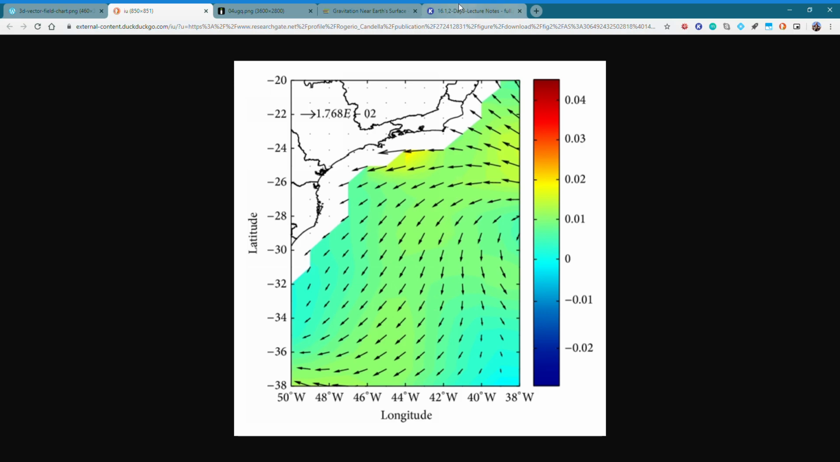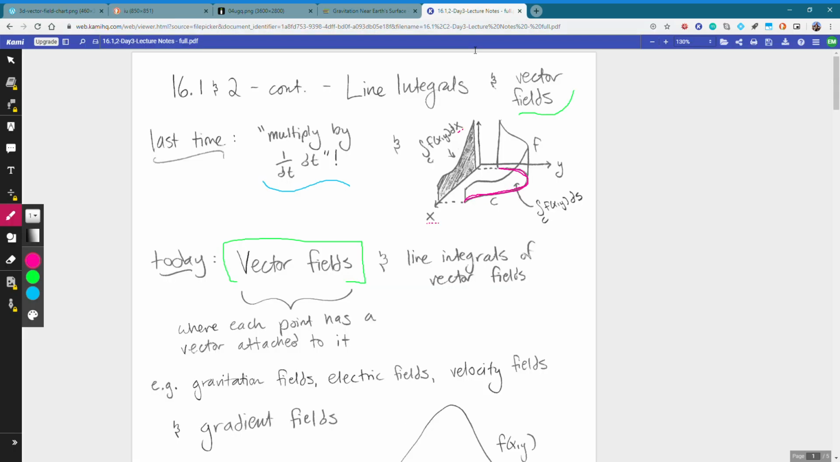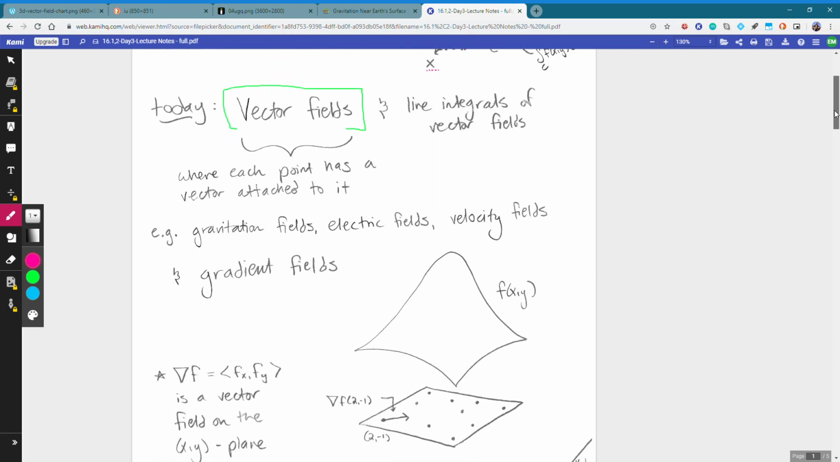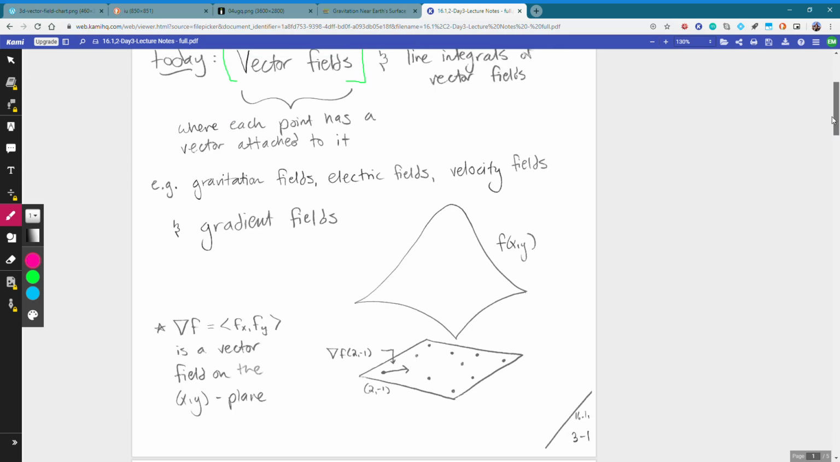But in general, a vector field on a space is just where we have a vector attached to each point on that space. And besides these physical examples of vector fields, I claim that we've already seen an example of a vector field through gradient fields.